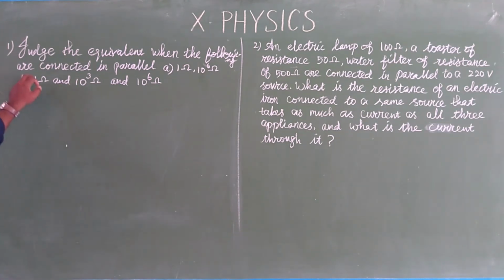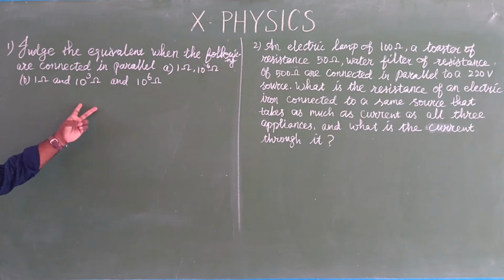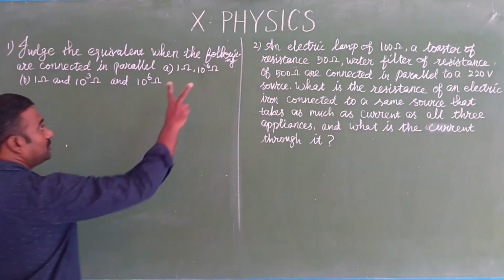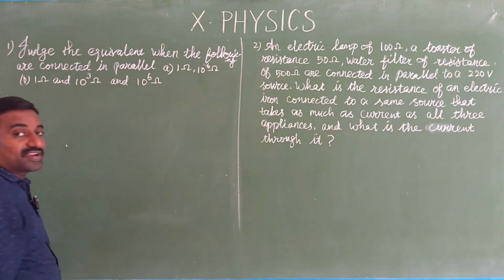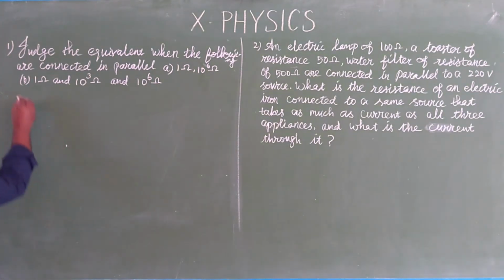Look at the question. Find the equivalent resistance when the following are connected in parallel. Two sets of questions are given. In the first set, 2 resistors R1 and R2, that is 1 ohm and 10 to the power 6 ohm, are connected in parallel. What is the equivalent resistance?